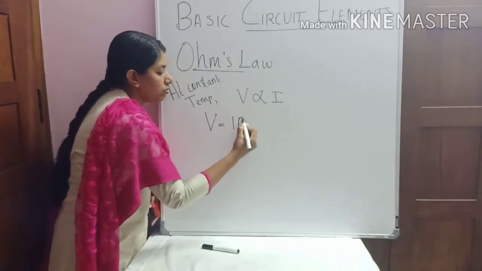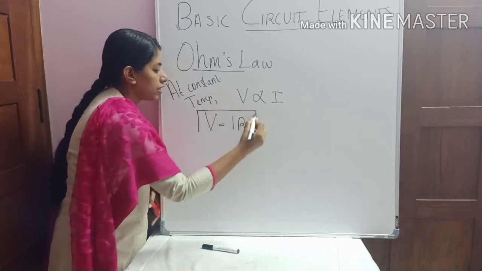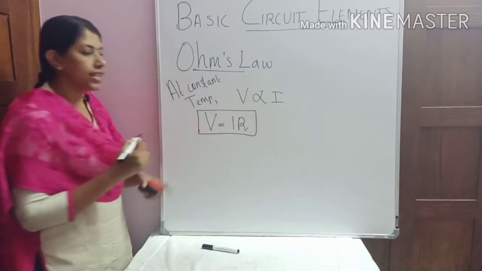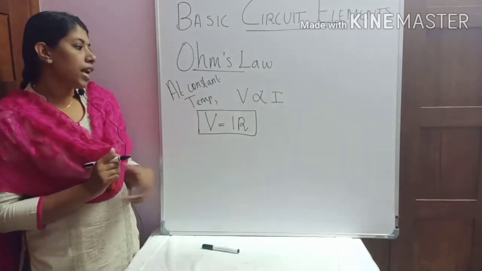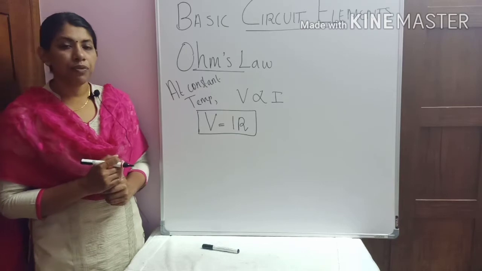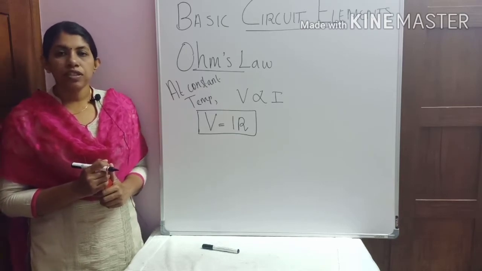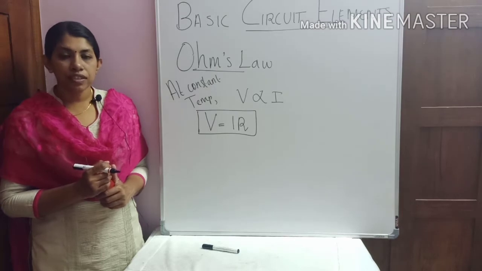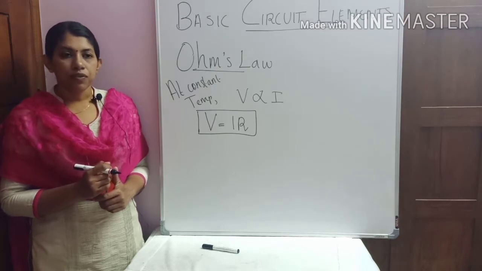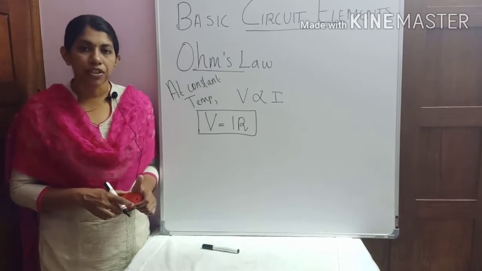V is equal to I into R, and this R is called resistance, and this is a very important relation. V is equal to I into R, and R is the resistance of the material measured in ohms. We have discussed the factors on which the resistance depends. Now we will discuss a relation in which all these factors are considered. So let's see what that equation is.